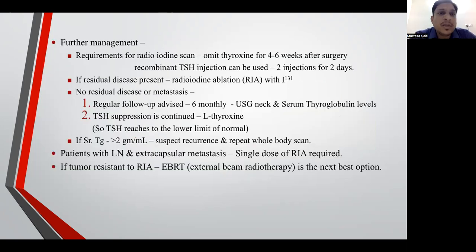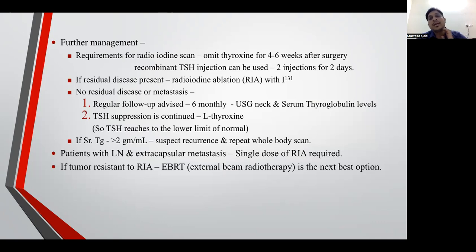Now for further management, the requirement for a radioiodine scan is to omit thyroxine for 4 to 6 weeks after surgery. Recombinant thyroid stimulating hormone injection can be used, 2 injections over 2 days. If residual disease is present, then radioiodine ablation should be done with iodine 131. If there is no residual disease or metastasis, regular follow-up is advised.